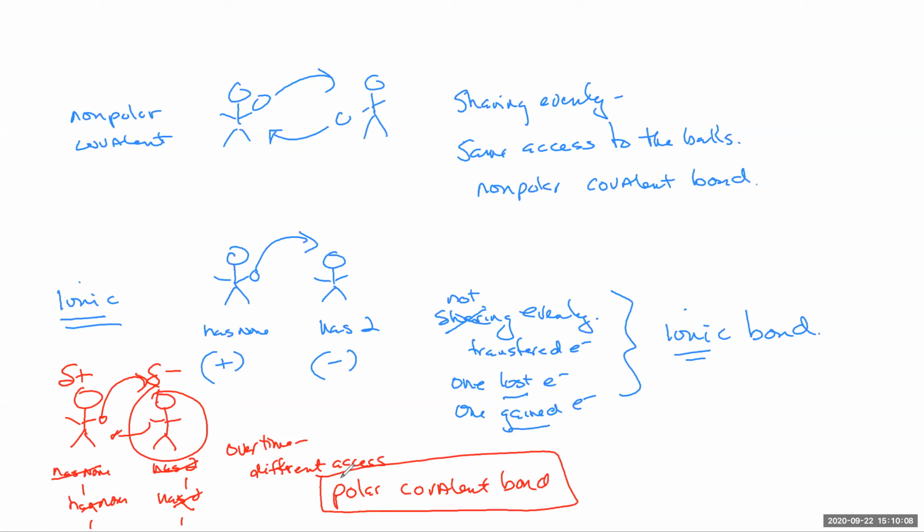And so the 3 types of bonds that you need to know about are nonpolar covalent, polar covalent, and ionic. And we'll come back and practice those in future videos, when we look at other molecules and molecules in more detail.